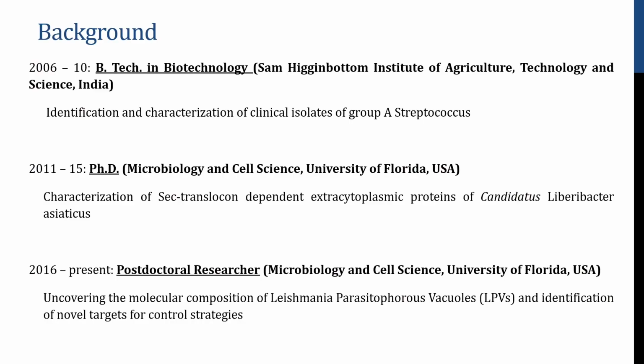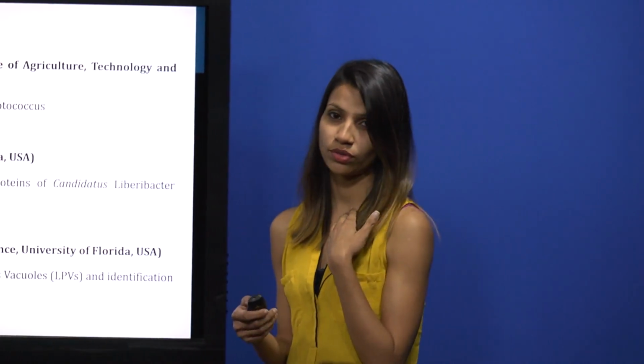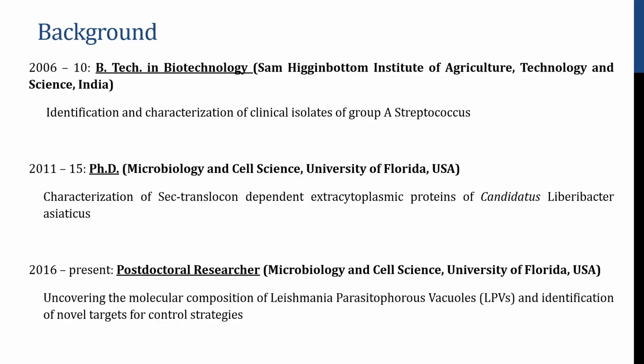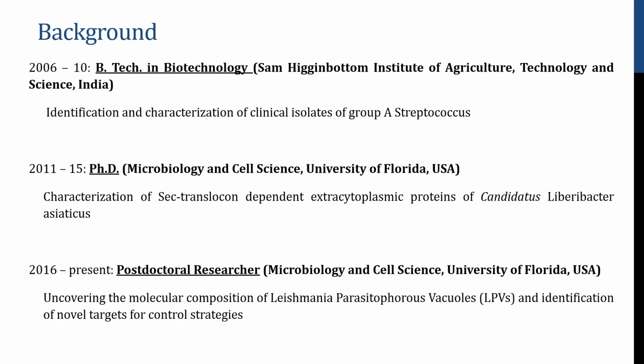From 2006 to 2010, I was doing my undergraduate studies in India, a B.Tech in biotechnology, and my dissertation title was Identification and Characterization of Clinical Isolates of Group A Streptococcus. That is a kind of bacterium which infects children and gives them strep throat. In older adults, it causes more complex infections, but I was focusing on group A Streptococcus, which is more for the children. Then in 2011, I took a very different route.